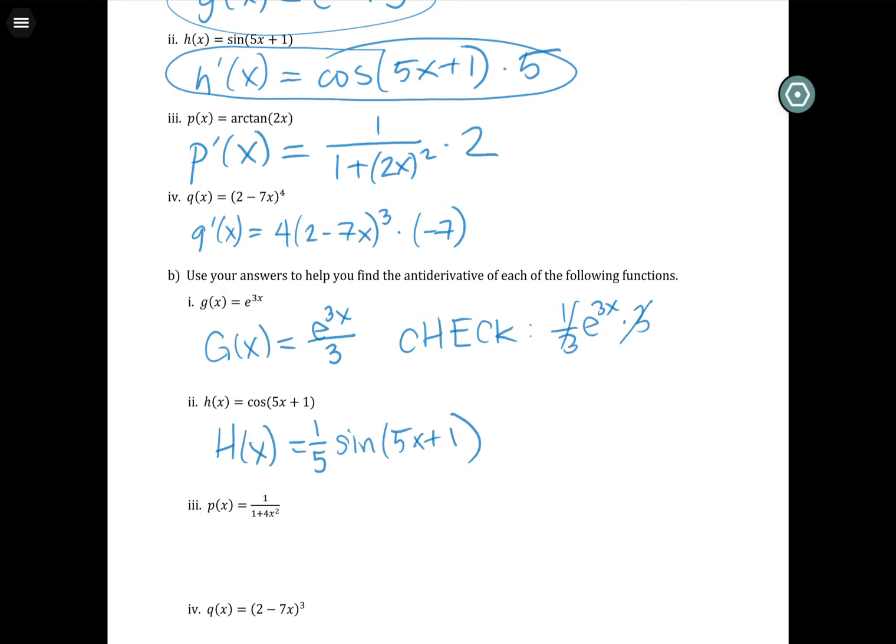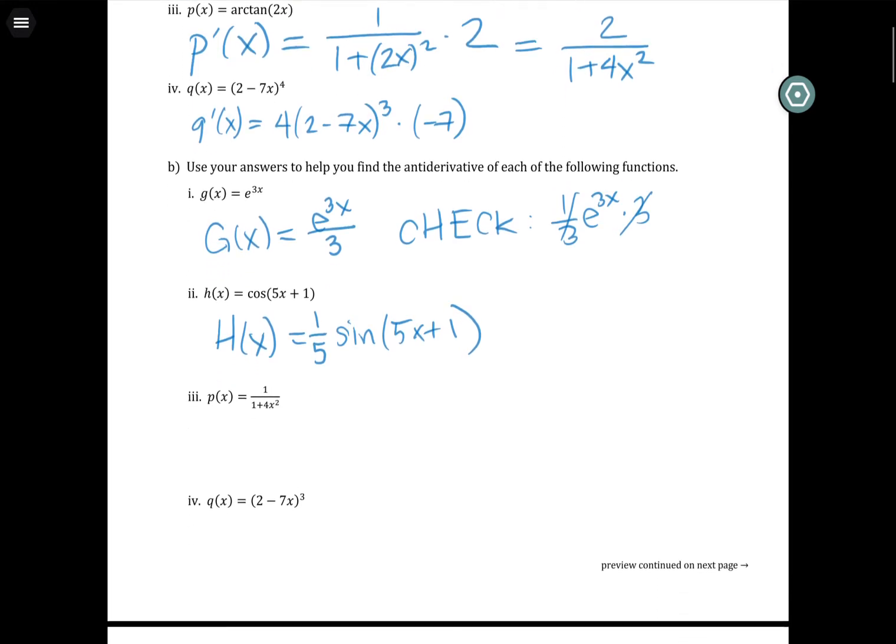Okay, so for the 1 over 1 plus 4x squared, again, these are all kind of paired up so you can see a little bit of what we're trying to guess our way out of. We got 2 over 1 plus 4 times x squared when we clear parentheses, when we started with arctan of 2x. That's really close.